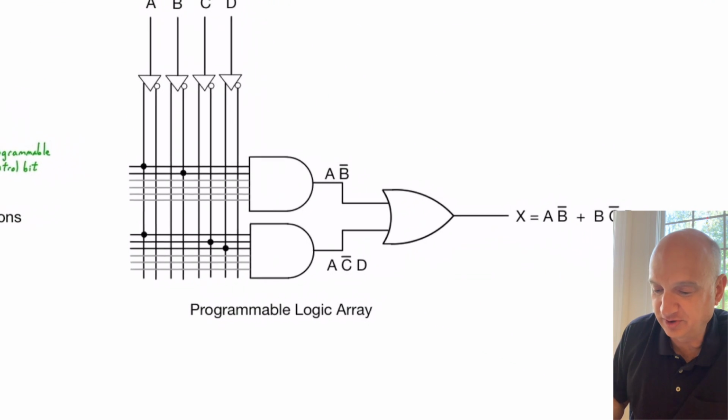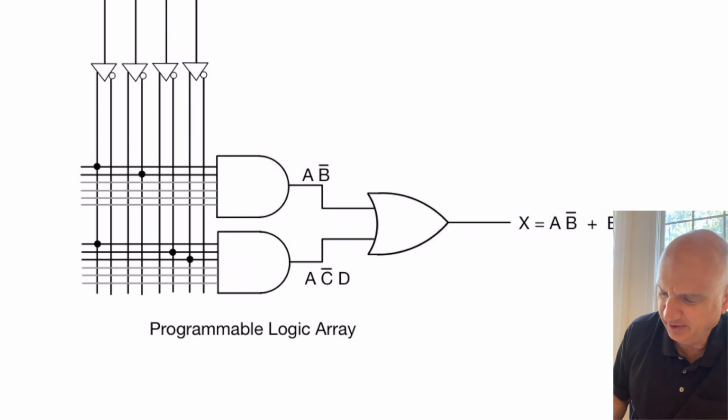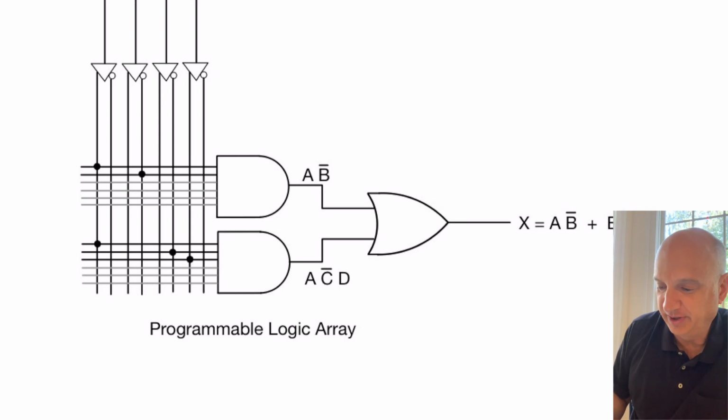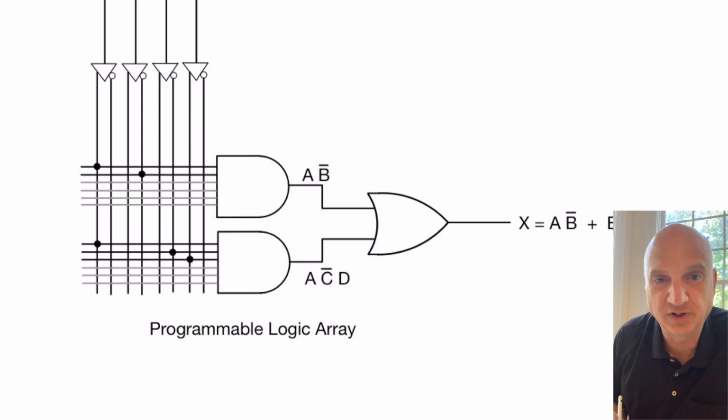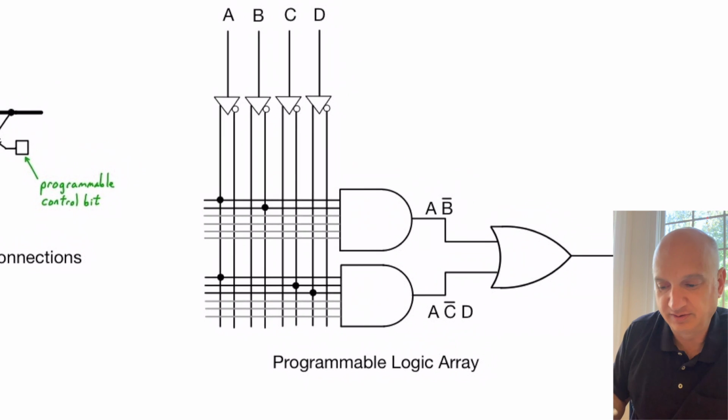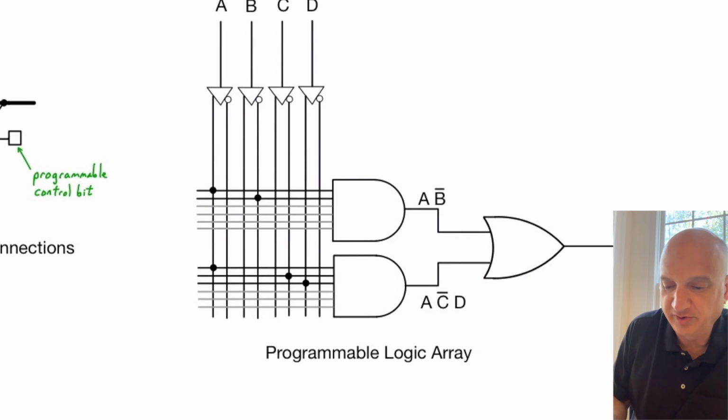If we look at this, we're going to look at an example of this equation: A and B bar, ORed with B and C bar D. This is just a simple Boolean logic expression that we're going to use our CPLD programmable logic array to create the logic for. You'll notice that all the inputs are provided here. To make this work, we're making a connection between the A input and the input to this AND gate, as well as the B bar input to the AND gate.